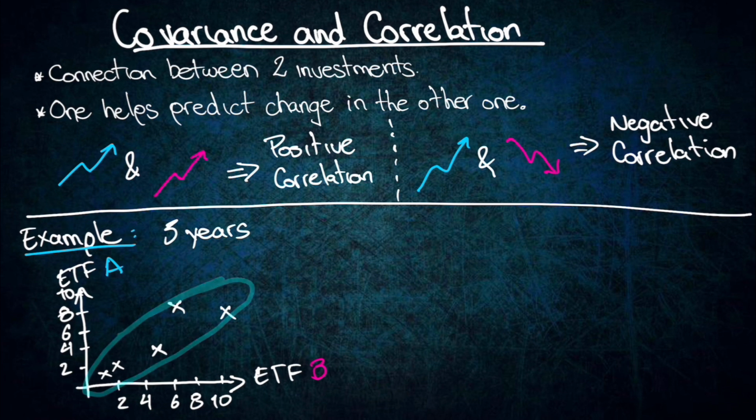As you can see here, we start seeing a trend, and every time that ETF A returns are increasing, ETF B returns are increasing as well. So this is what we call a positive correlation.